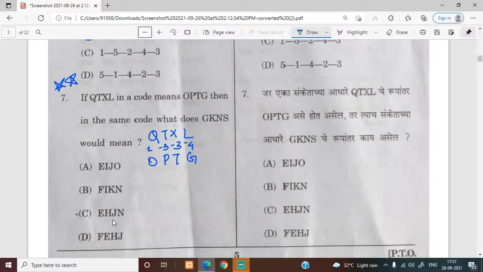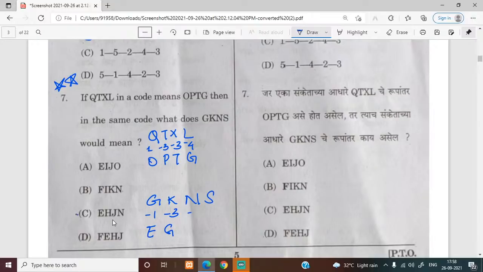If you look at the options, students, G, K, N, S. -1 if you do, what will come? What will come here? E will come. If you do -3, you have to follow the same pattern. What the pattern is going on over here, you have to follow it here as well. So K -3 is how much? It is G, because after G what comes? G, H, I, J. After K is N.